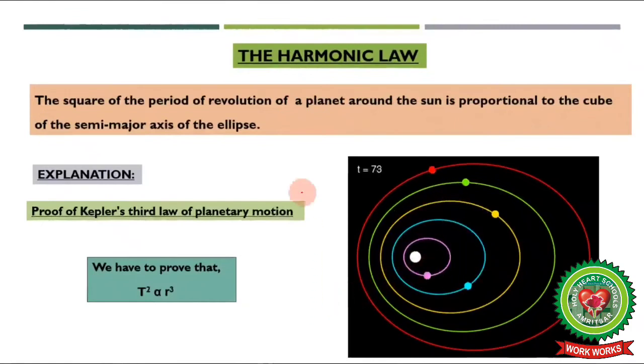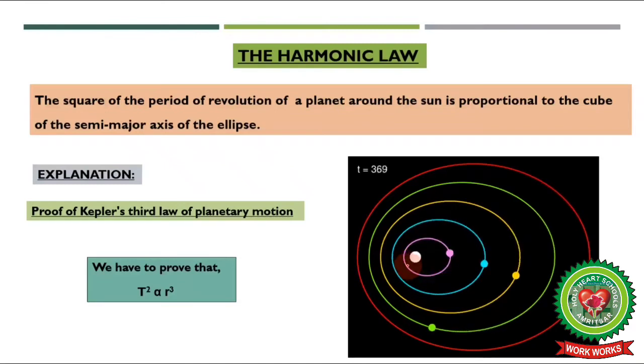The third law is also called the harmonic law. According to the third law, the square of the time period of revolution of a planet around the Sun is proportional to the cube of the semi-major axis of the ellipse. You can understand from this figure. Consider this is the Sun and all these other dots are planets revolving around the Sun in elliptical orbits. You can easily visualize that the planet which is nearer to the Sun, meaning less radius, has a smaller time period.